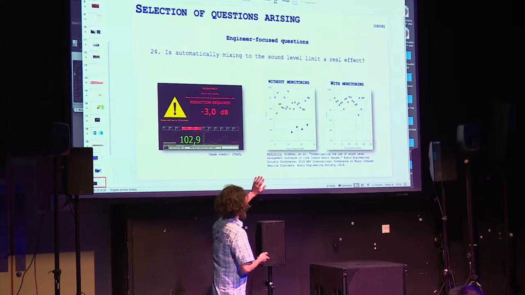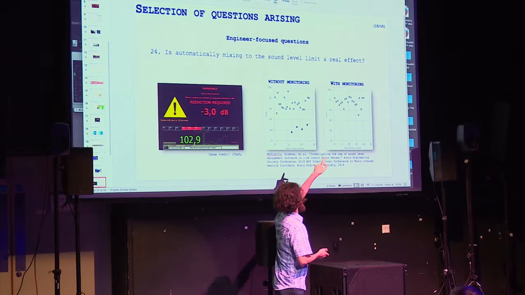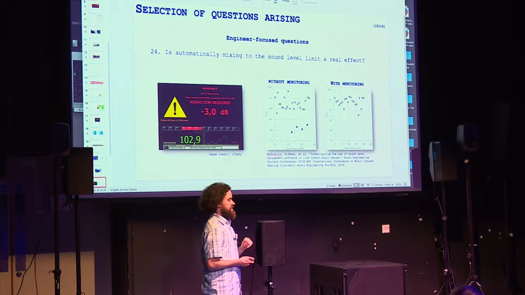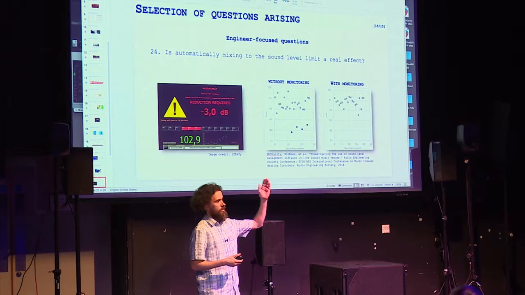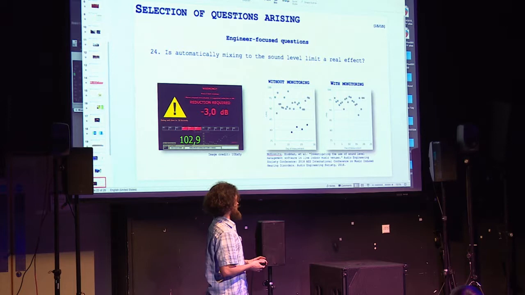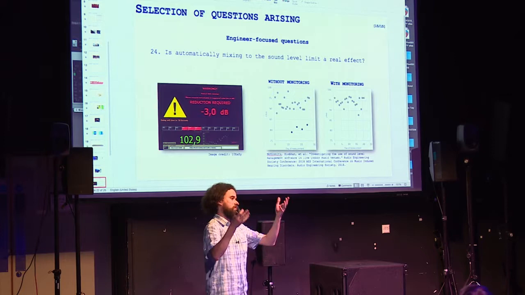Without monitoring, each little dot was a different night in their study. With monitoring, again, each little dot was a night in the study. And what they found was that when you have sight of noise monitoring software, all of a sudden all the levels squeeze up to the limit. Now this is good for really loud mixes because that'll keep them within their allowed value. But the unintended consequence was that the softer mixes actually came up to the limit.